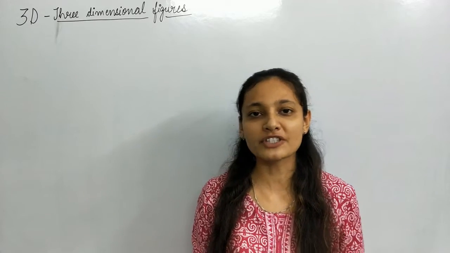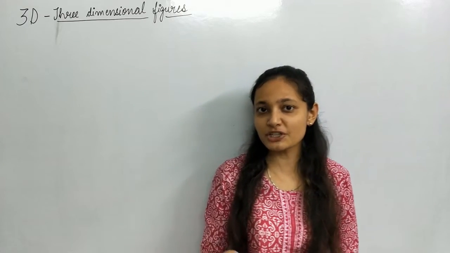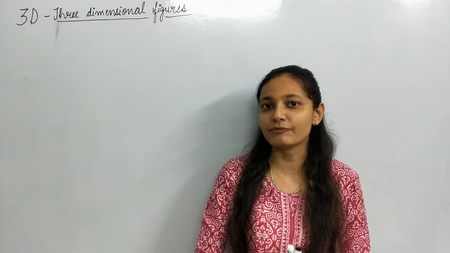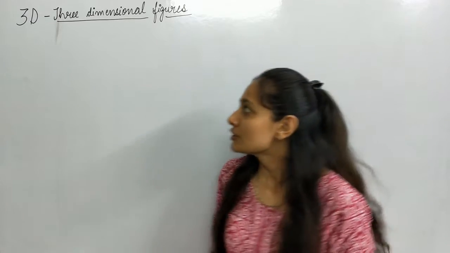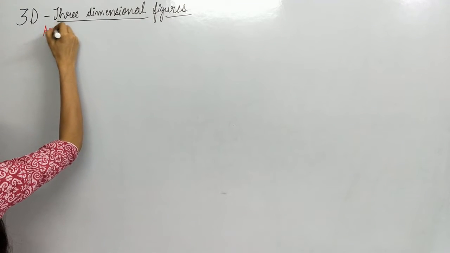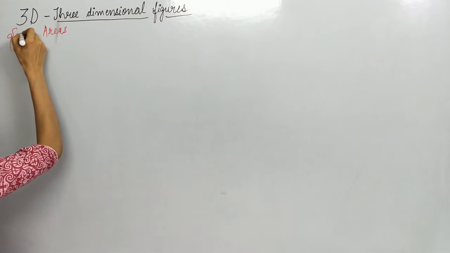In 2 dimensions you have studied that a figure has length and only breadth, and they are drawn on a piece of paper. 3-dimensional figures are in space. Space means you have 3 dimensions: length, width and some height. So in 3-dimensional figures we are going to study the areas, that means surface areas.